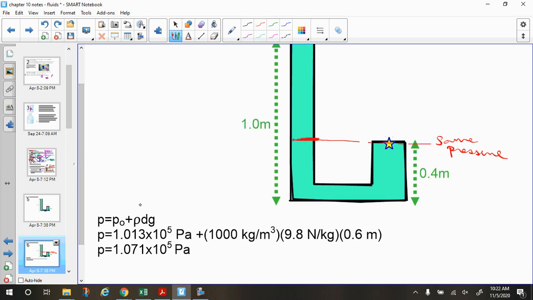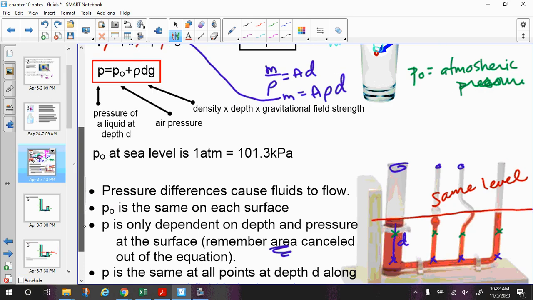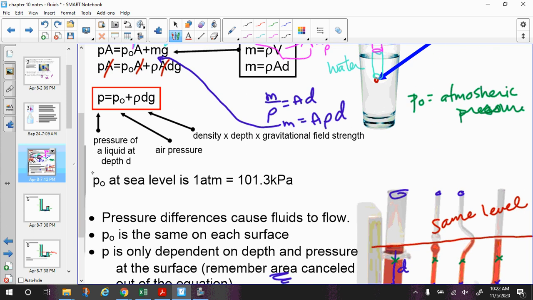Pressure equals air pressure plus density of fluid times depth times gravitational field strength. Our air pressure, oh, you know what? I feel like I missed that. Oh yeah, I didn't say it. It's written right here. Air pressure, atmospheric pressure at sea level, which is just what we'll use for our problems, is 1 atm, which stands for atmosphere. The SI unit is pascals, but it's 101.3 kilopascals is the pressure of the atmosphere.